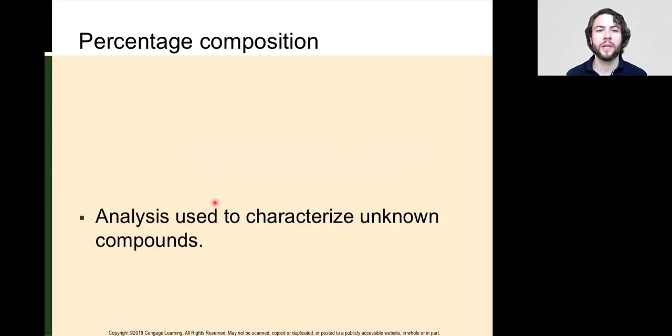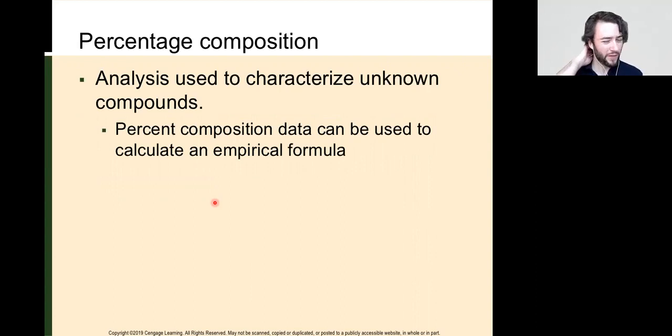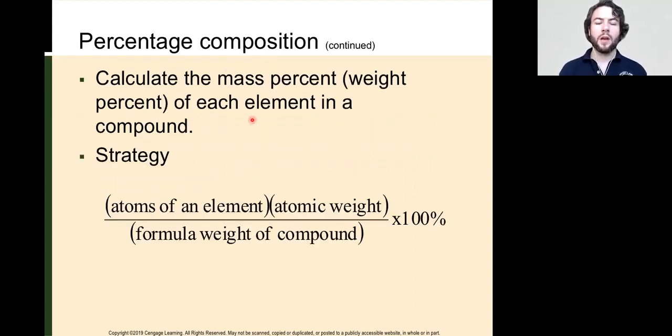So percent composition is analysis used to characterize unknown compounds. This is where our mass spectroscopy that we briefly talked about last time is useful, to determine the composition of unknown compounds. Percent composition data can be used to calculate an empirical formula. Percent composition is really just a ratio from mass. It uses atoms and elements, so maybe it seems unfamiliar, but really it's based on what should hopefully be familiar mathematics.